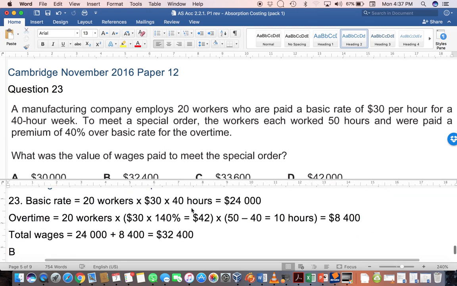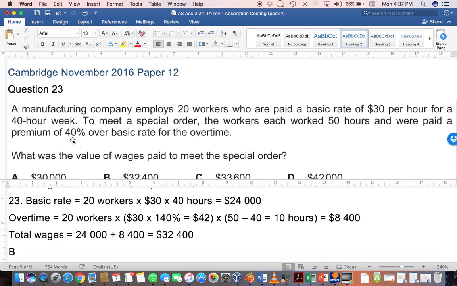And the last paper we will look at now is Cambridge, November 2016, paper 1-2. Let's have a look at question 23. A manufacturing company employs 20 workers who are paid a basic rate of $30 per hour for a 40-hour week. To meet a special order, the workers each worked 50 hours and were paid a premium of 40% over basic rate for the overtime. This is perfectly normal.